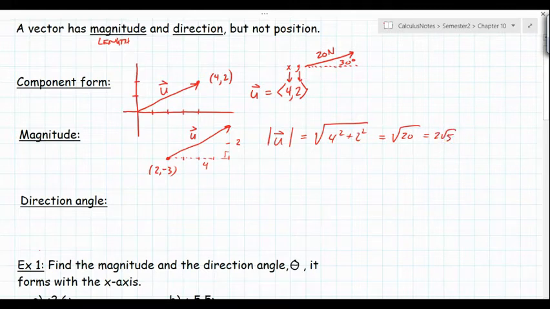2 root 5. Okay, so magnitude is a scalar number. It represents the length of the vector, or the magnitude. If this was a force, like I said earlier, if it was a force in newtons, then this would be 2 root 5 newtons. Okay, so in general, to find the magnitude of a vector u, if we have a vector that in component form is a comma b, then the magnitude of that vector is the square root of a squared plus b squared.